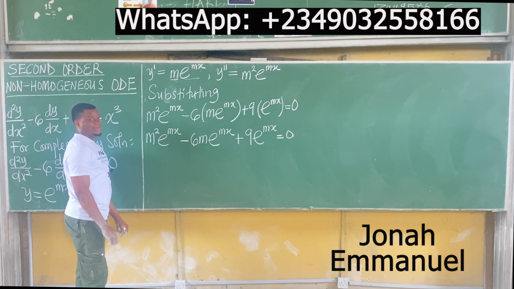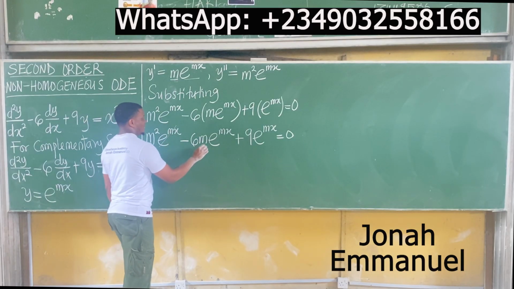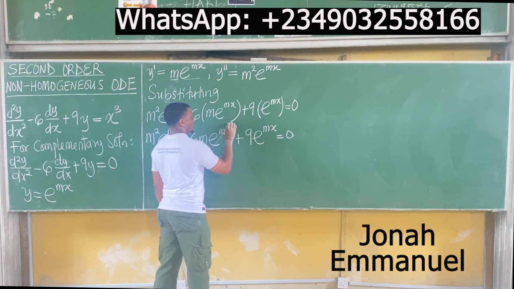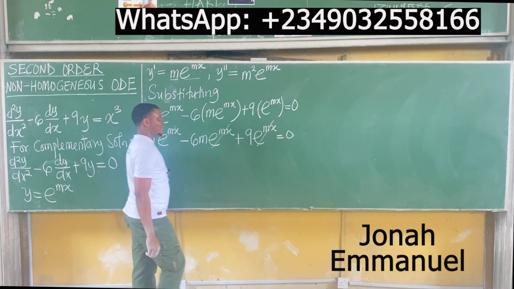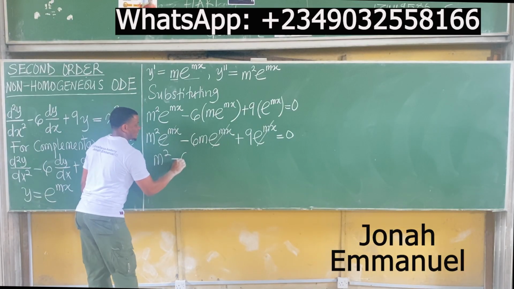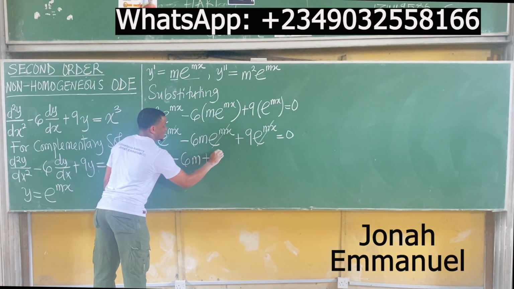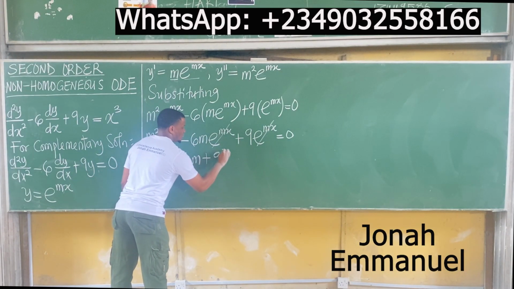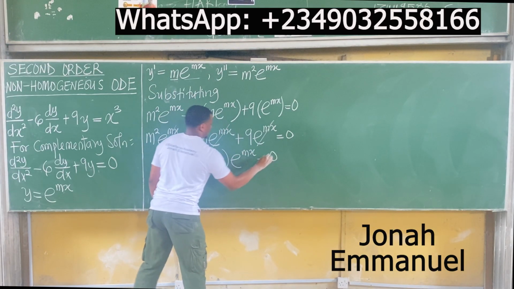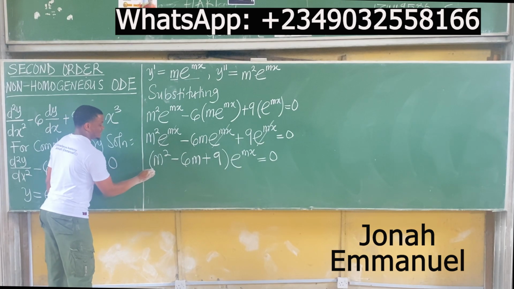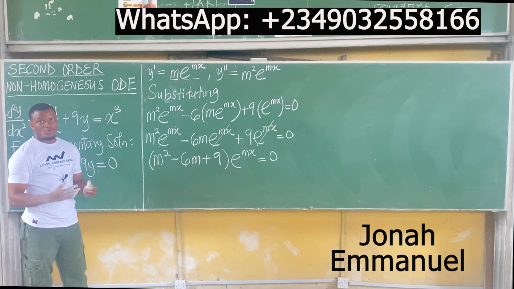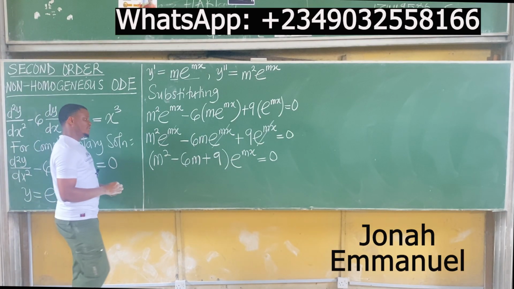Okay, let's factorize. Take off exponential mx from here, from here, from here. What am I left with here? m squared minus 6m plus 9. This into exponential mx. That's factorizing. It's equal to 0. I have this. Here I have an auxiliary quadratic equation. How do I solve this?